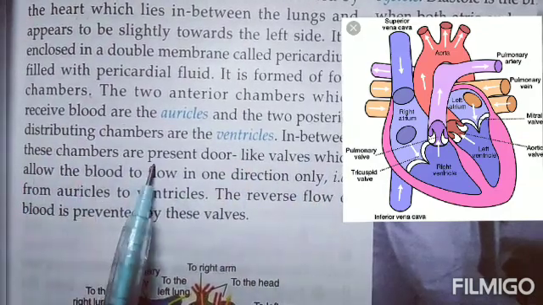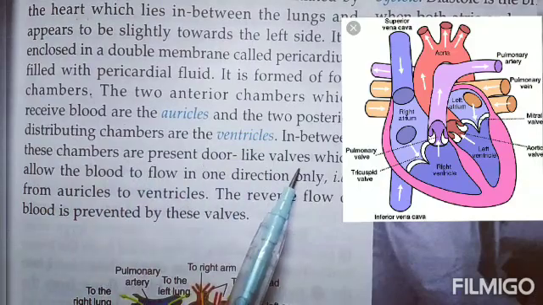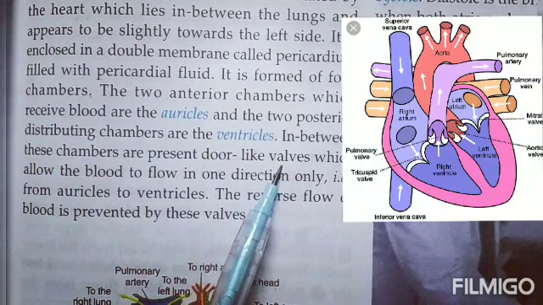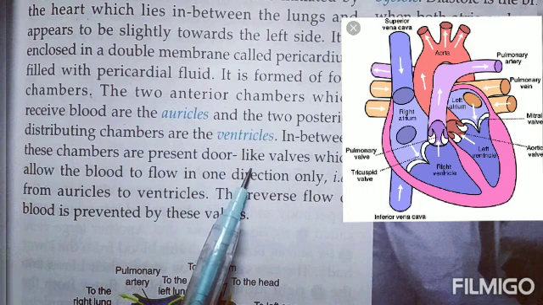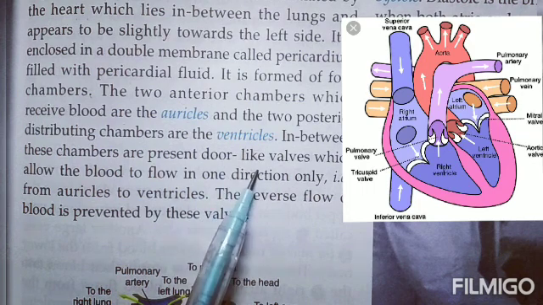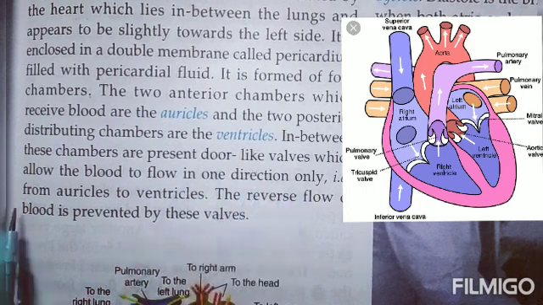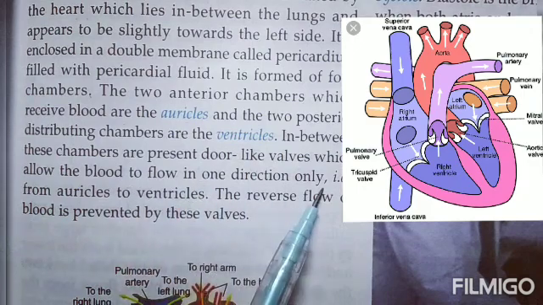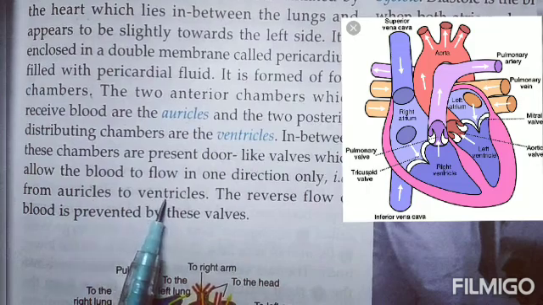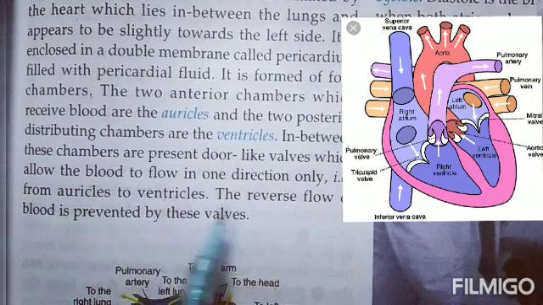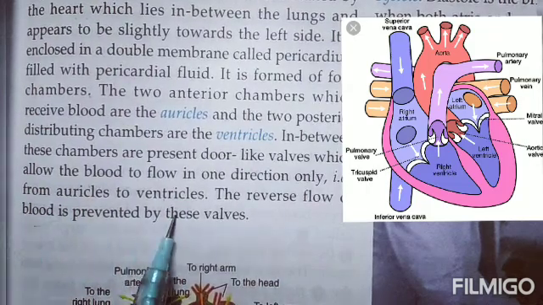In between these chambers are present the door-like valves. Now even in the veins you had seen valves, children. Valves are like the doors that force the blood to move in one direction only. That is present in the veins also. Similar kind of valves are present here, which allow the blood to flow in one direction only. That is, the blood is forced to flow from the auricles towards the ventricles. The reverse flow of the blood is prevented by the valves.